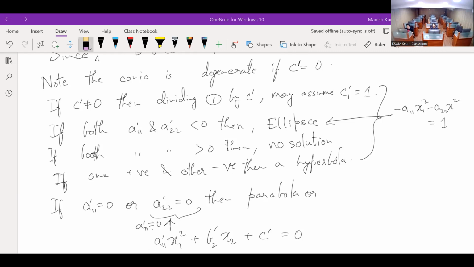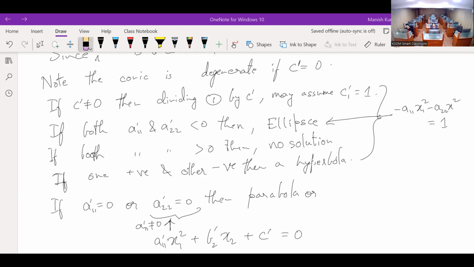Yes, so after the ellipse, if both of them are positive, then of course there is no solution. And if one is positive and one is negative, then it's a hyperbola, because it becomes like x1 square minus x2 square equals 1. So it is a hyperbola, with some coefficient in front, but that will only change the shape of the hyperbola. So these are the three cases. Are these three cases okay now? Do you understand? Yes. Okay.